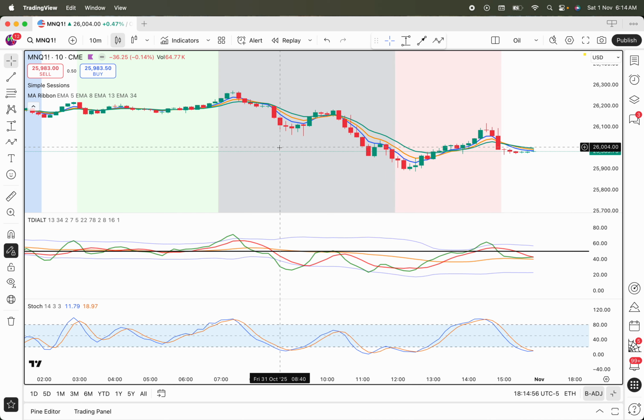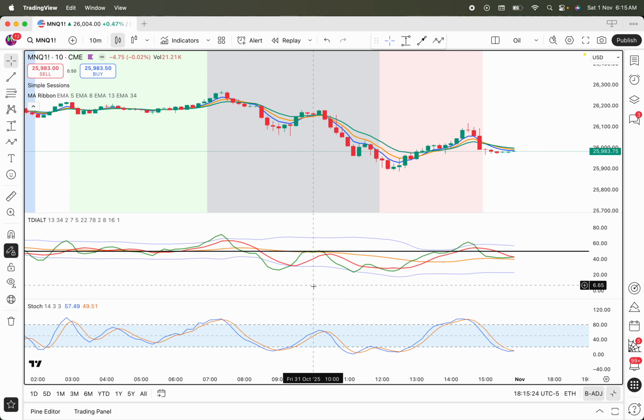So the strategy is this: when the stochastic is in this top range above the channel here, that's called overbought. You look for buys. When the stochastic is below the channel, or on this line down here, you're looking for sells. It's as simple as that. That's for strategy 1 on the daily.